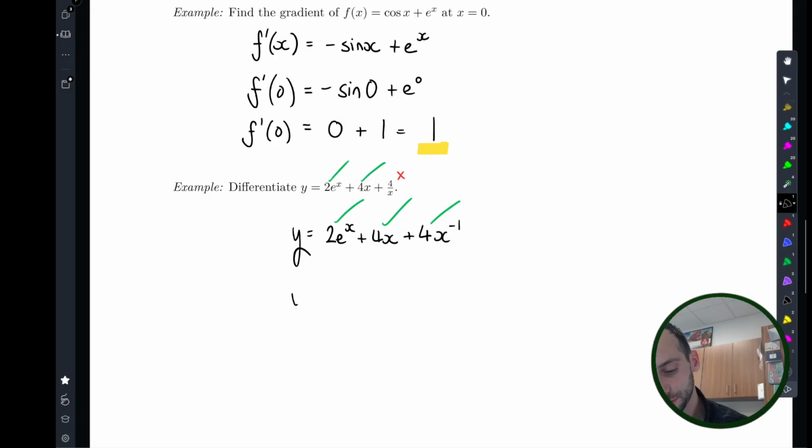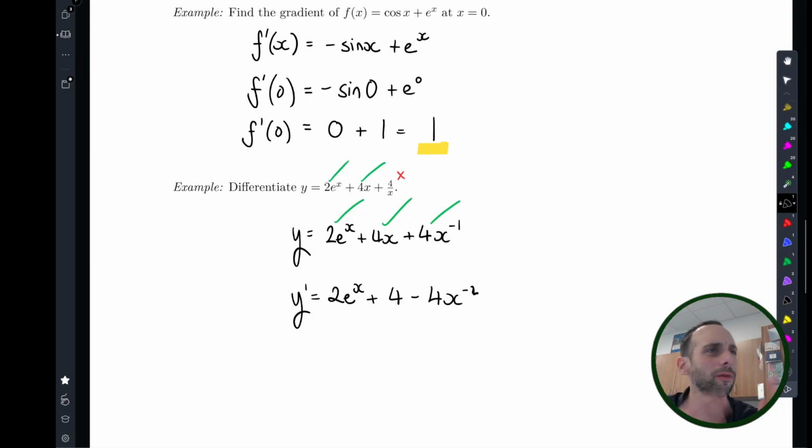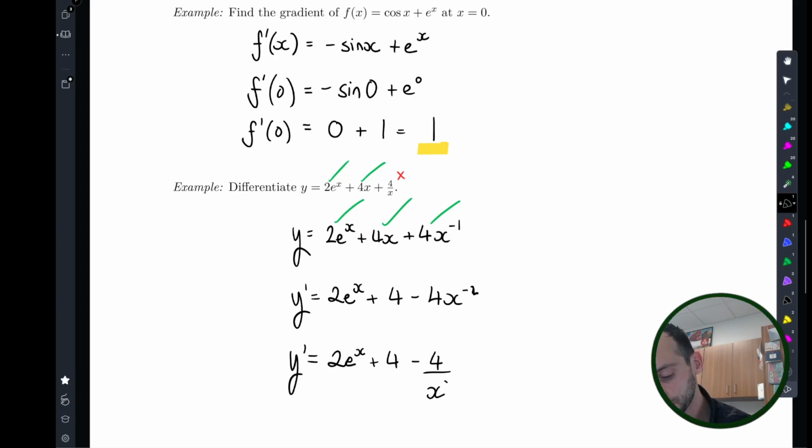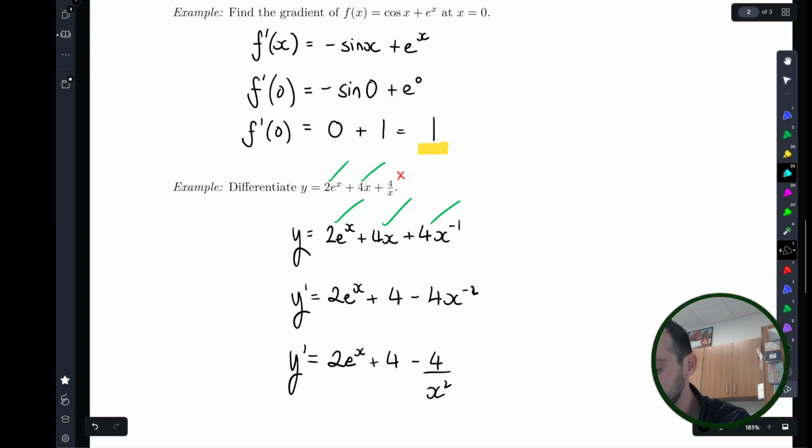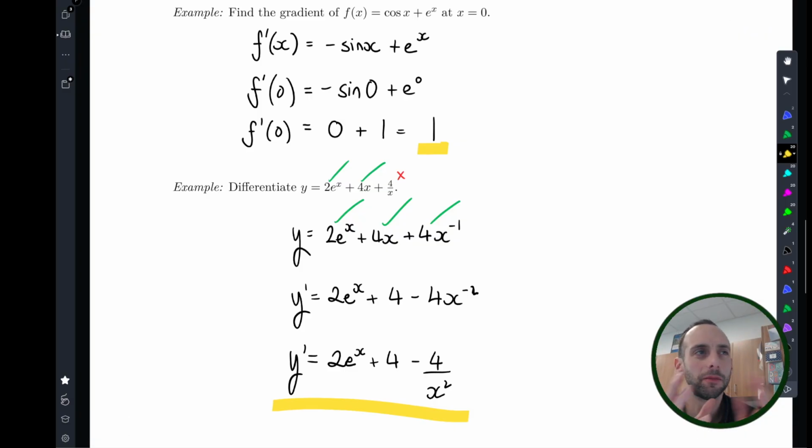Okay? So we can find our y primed as 2e to the x plus 4 minus 4x to the negative 2, applying our power rule on those second 2 terms. I have a rule in my class that I don't allow negative exponents in the answer, so we would simply clean this up to turn that last term into negative 4 over x squared. And that would be our derivative for that one. So you can see we're mixing in all these different kinds of functions along with our previously learned power rule.